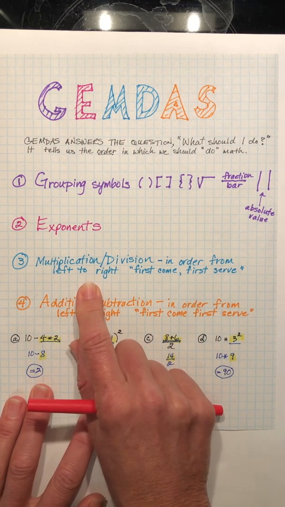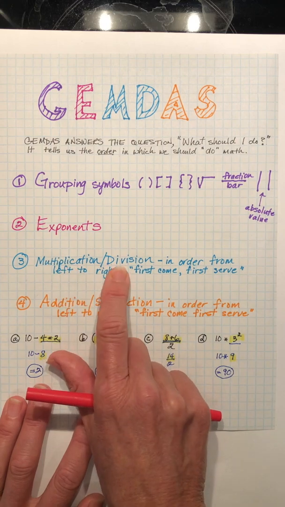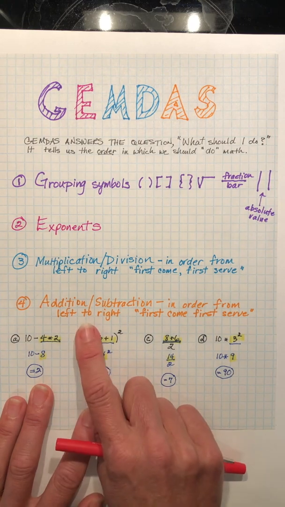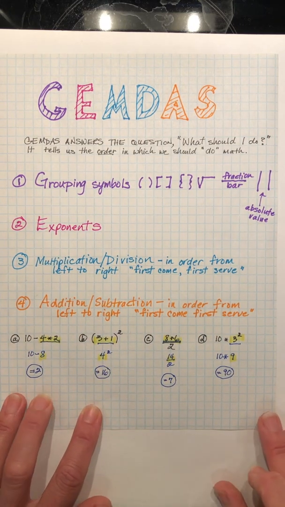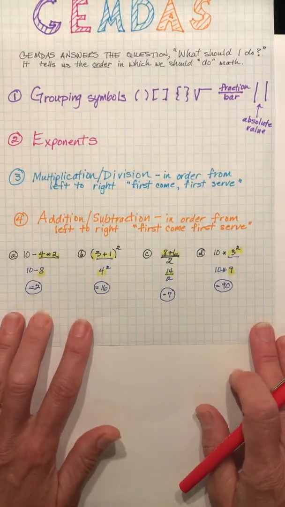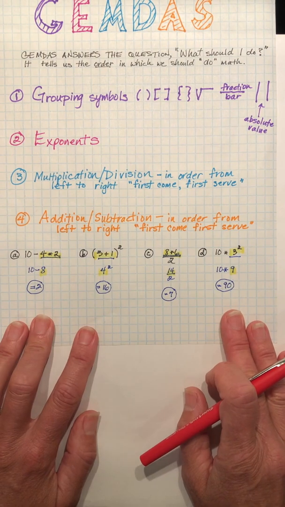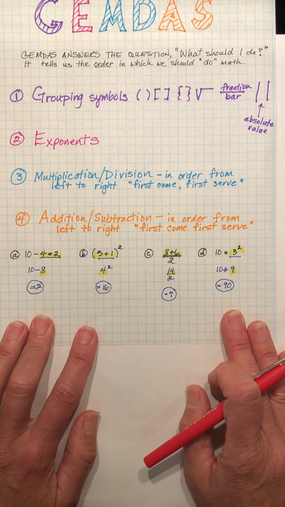Now this does not mean that multiplication comes before division. Like first come, first serve. If you're first in line at the ice cream store, you get the first ice cream cone. If division shows up first in the expression, division will go first. And it's the same thing with addition and subtraction, in order from left to right. First come, first serve. If you would like to look at these samples more closely, please pause the video and take some time to do that.